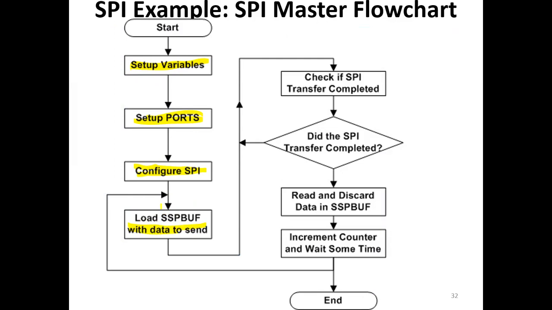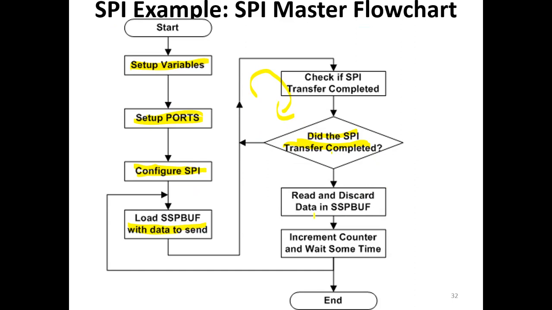Okay, so if you load the data to the SSP buffer, if you move the data to the SSP buffer, this will initiate the transfer. Now we have to keep looping here, waiting for the flag to be 1. Did the SPI transfer complete or not? As long as the flag is 0, we have to keep looping here. Once the transfer is completed, the flag will be 1. That means we sent the data.